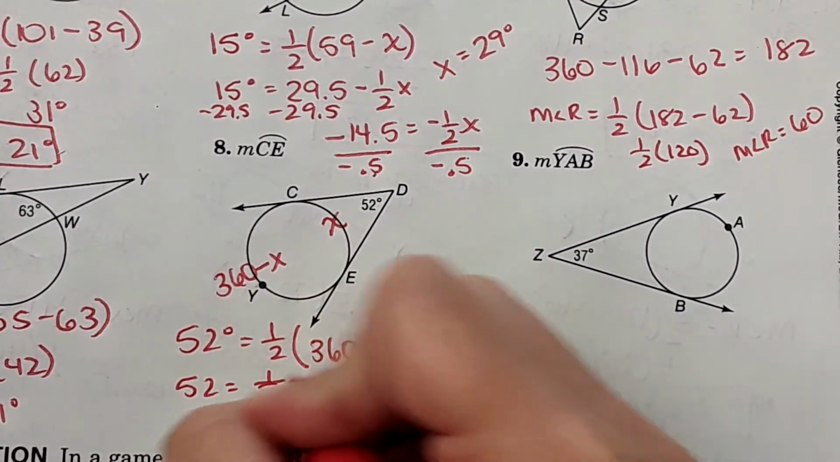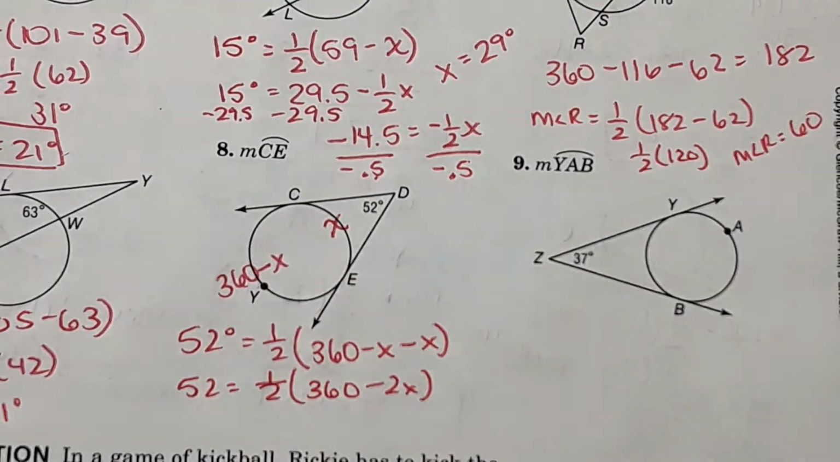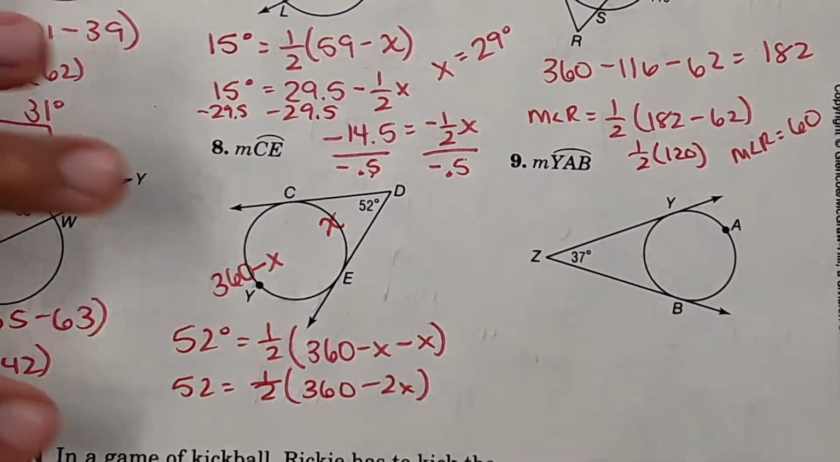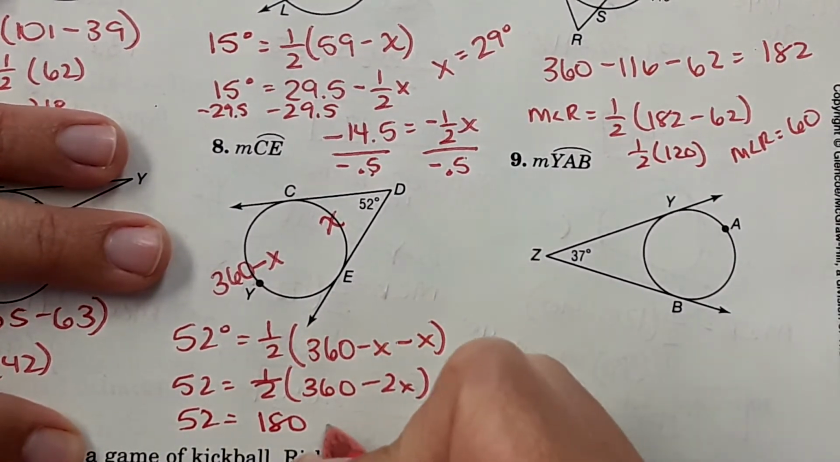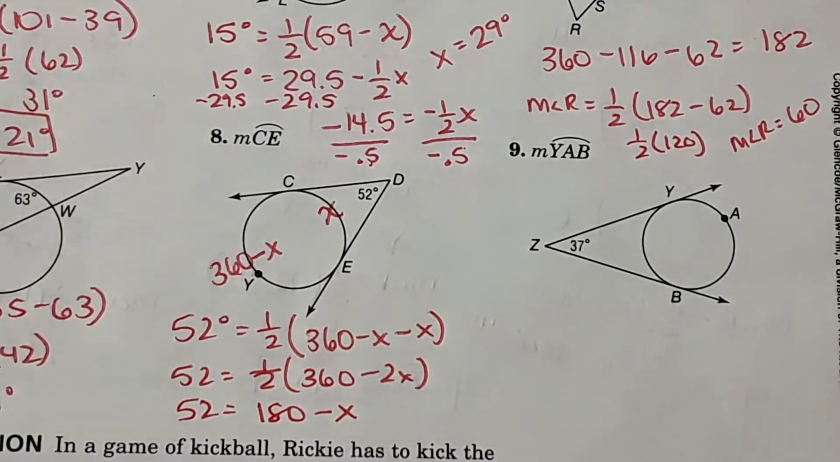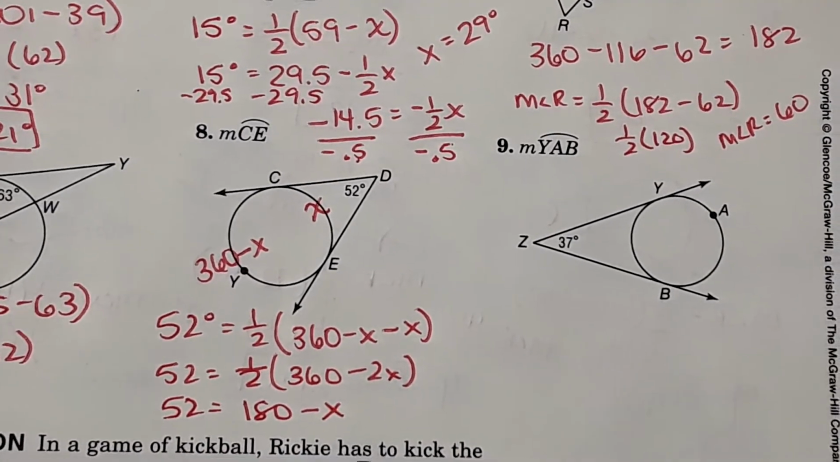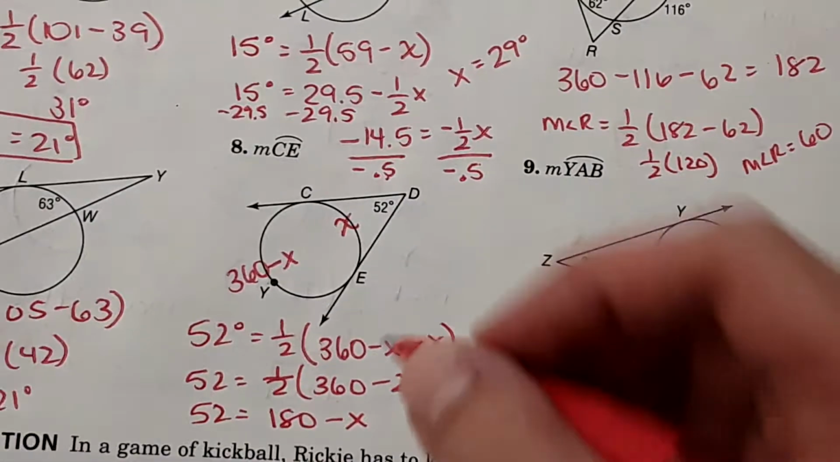First thing I'm going to do is combine like terms, so 360 minus 2x. And then I'll distribute the 1/2 to both of those terms. Then when you solve for x, you would get 128 degrees.